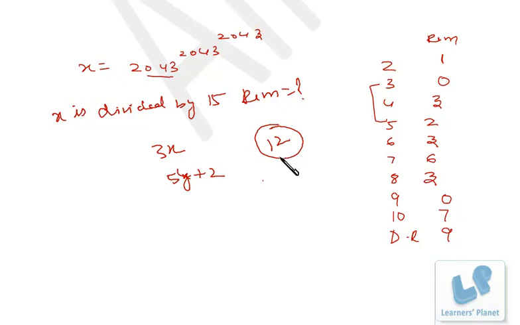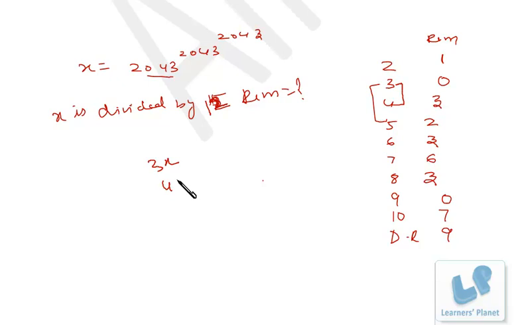It is that simple. Similarly, if I have to see if this is divided by 12, then what will be the remainder? Now 12 is what? 3 into 4. Okay, so the number is in 3x format, or we can say 4y plus 3 format.